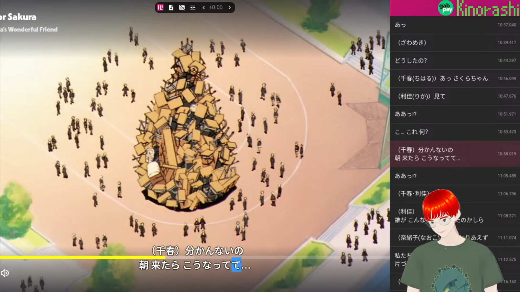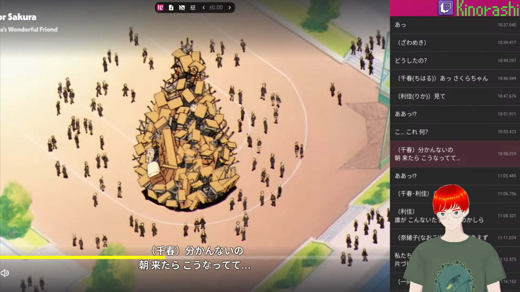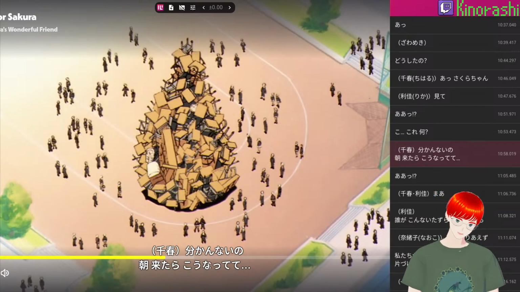And she's using te here because she's going on to say something more. But this is a contraction of ite. And they just dropped the e part and added the te to the previous word. But wakanai no? How did that become a thing?